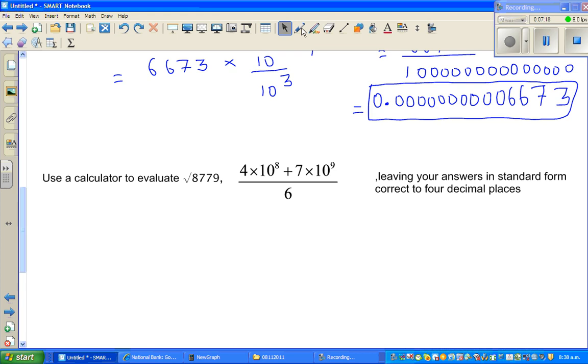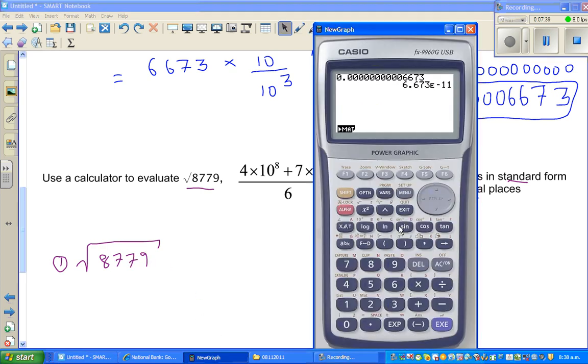Use a calculator to evaluate this. You can use a calculator, but the question is you have to leave your answer in the standard form, correct up to 4 decimal places. So the first question is square root of 8779. So you go shift square root of 8779.